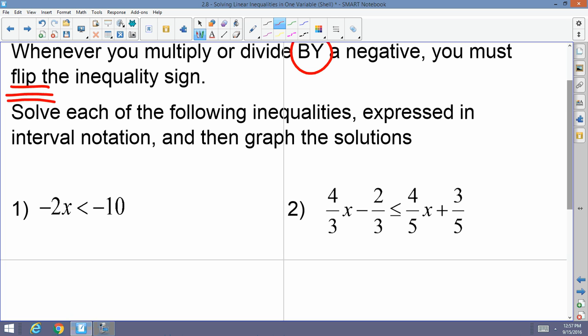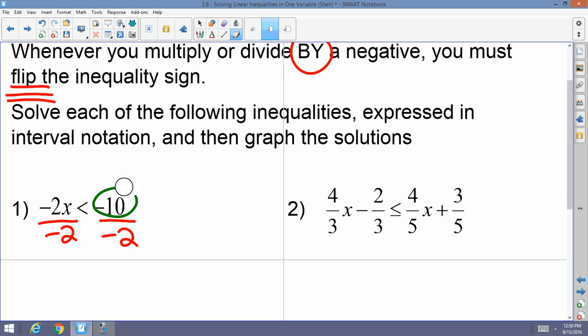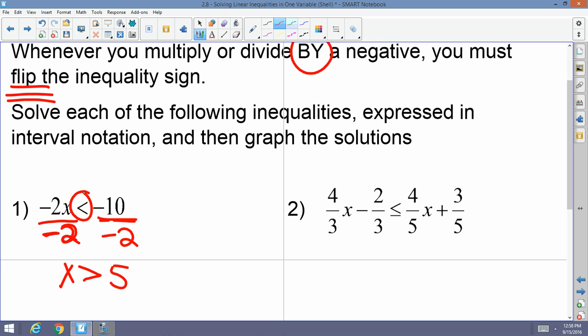So first things first is a one-step equation. I isolate this x by dividing by negative 2. I don't care that the 10 is negative. I care about that as far as knowing the proper sign, but I don't care about that as far as flipping my inequality sign. What I do care is that I divided by a negative 2. So this will be x is greater than 5. Why did this flip? Because I divided by a negative 2.